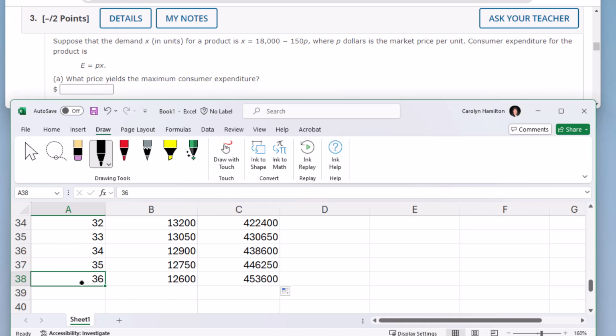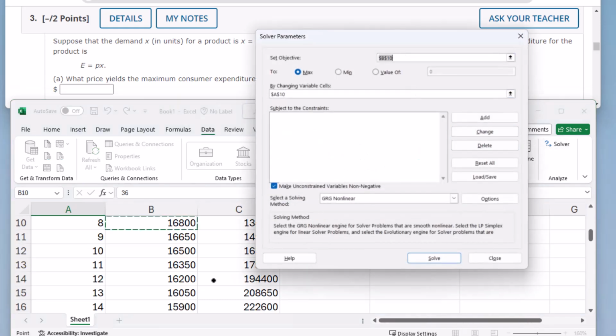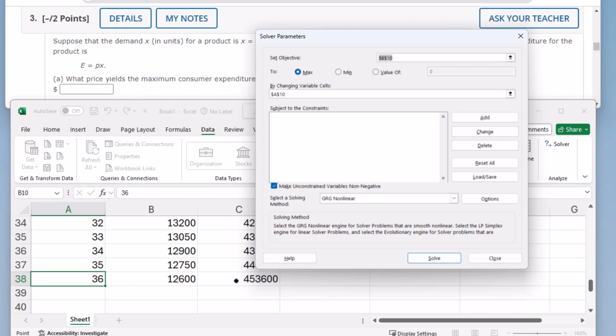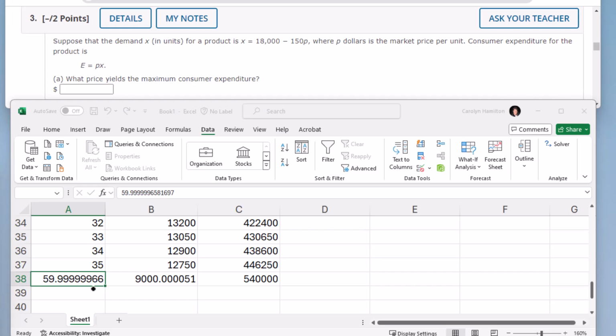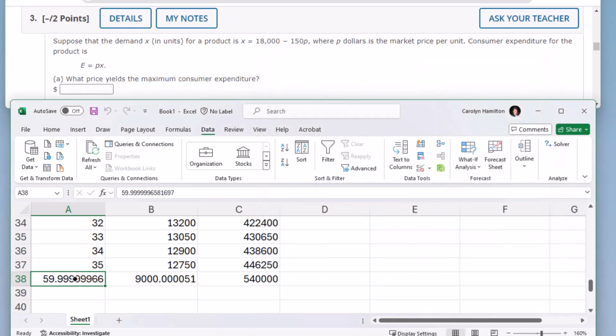Okay, let's put Solver to the test and see what we can find out. Set, scroll down, my expenditure to a maximum by changing price. Notice that Solver retains all the information from the last time I used it, so I have to scroll each time I use this. Solve. 60 units. Okay, I'm just going to update that to a nice round 60.